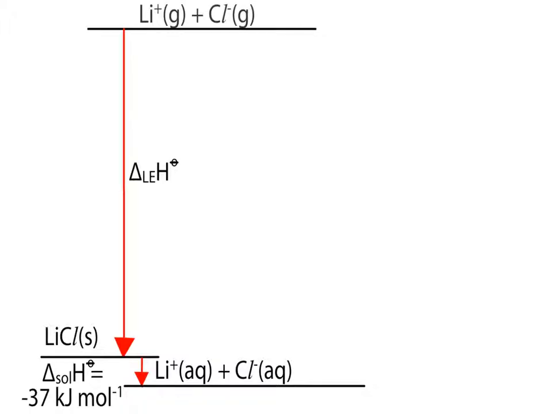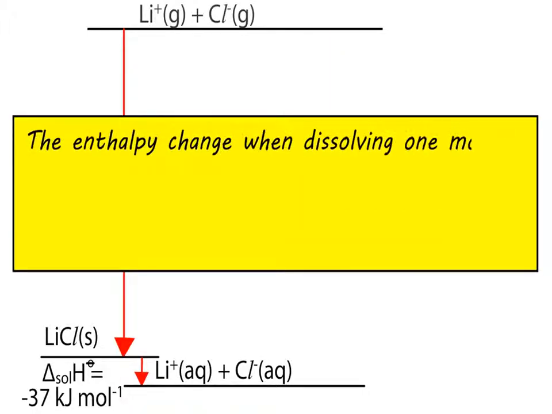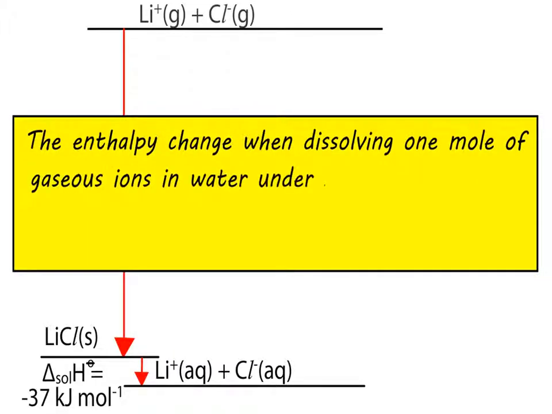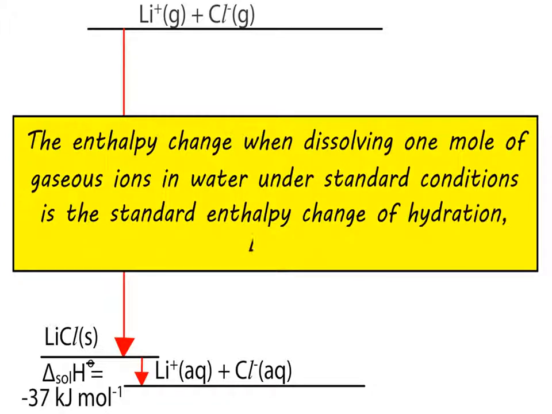If we were to perform an experiment to determine the enthalpy change of solution for lithium chloride, we would find the temperature of the contents of the calorimeter would increase, and the change is exothermic, with a value of minus 37 kilojoules per mole. To complete our cycle, we need to know the enthalpy change in dissolving our gaseous ions in water under standard conditions. The enthalpy change when 1 mole of gaseous ions are dissolved in water under standard conditions is known as the standard enthalpy change of hydration.